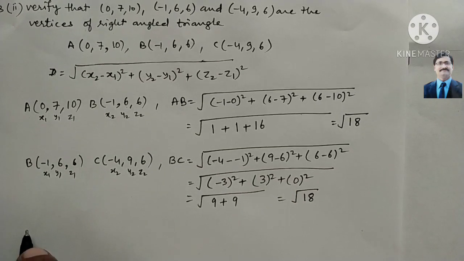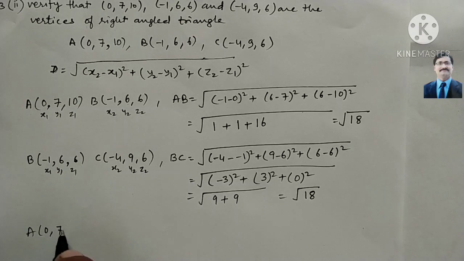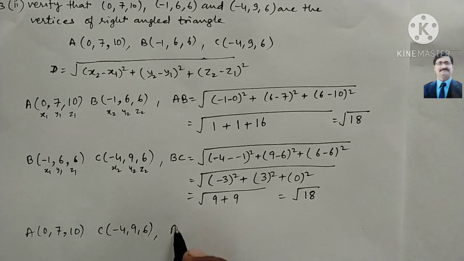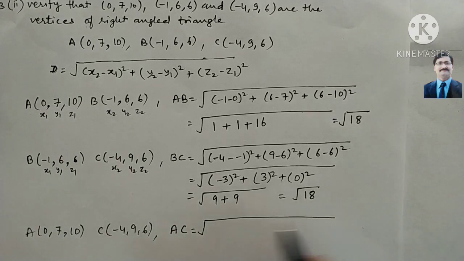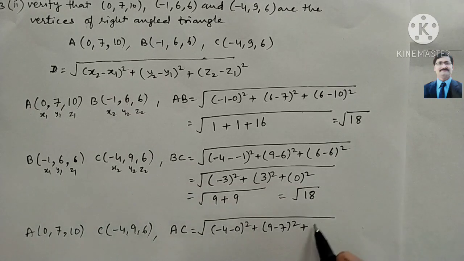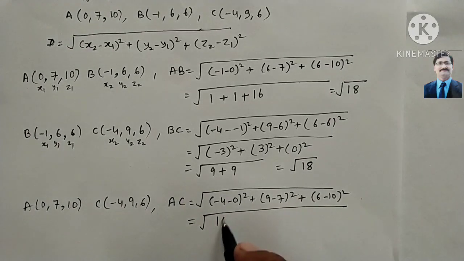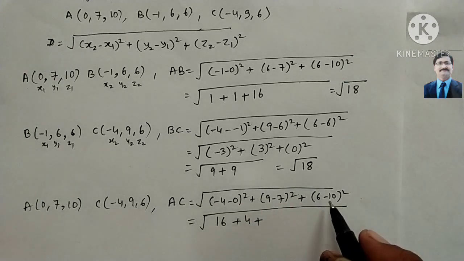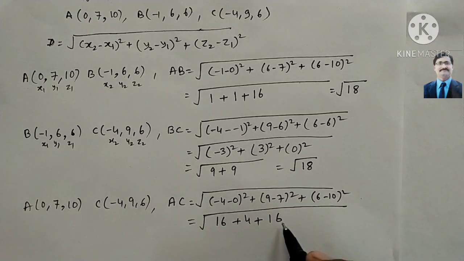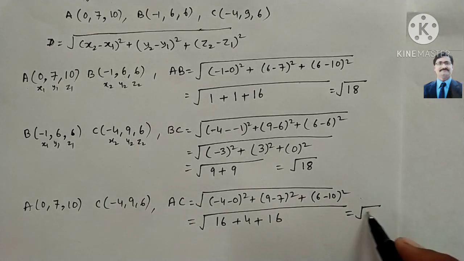Next we have to find AC distance. So A is here 0, 7, 10, and C is here minus 4, 9, 6. Here we have to find the distance AC, and AC we can write again, the x2 minus x1, means minus 4 minus 0 whole square, then 9 minus 7 whole square, plus 6 minus 10 whole square. So we will get 4 square is 16, 9 minus 7 is 2, 2 square is 4, and 6 minus 10 is minus 4, 4 square is 16. 16 and 16 is 32, and 4 is 36. So we can write root 36.